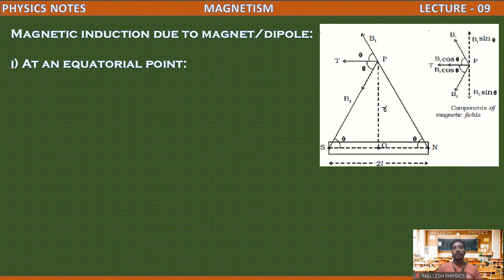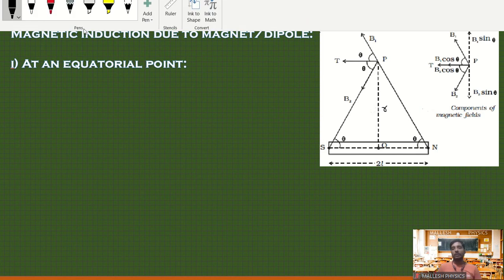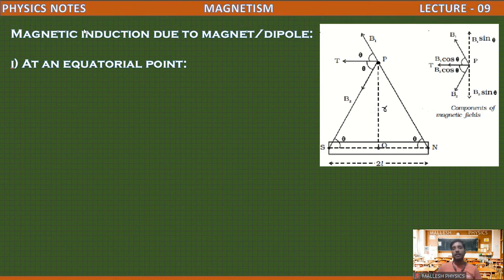So this is our equatorial point. This point is at a distance R from the center of the magnet, and this is the length L. Now at this point we assume a unit north pole. Due to the south pole, this north pole will be attracted towards it, so the magnetic induction acts in this direction. Let us take this as B2. Due to the north pole, the field acts away, as the north pole repels. This is B1.